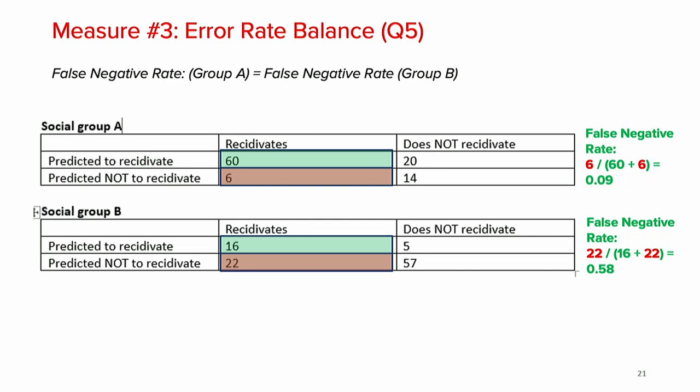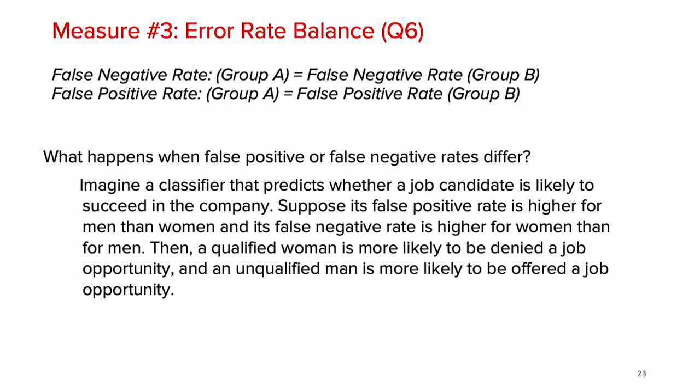This difference here is pretty different. Of the members of group A who actually do recidivate, it's very unlikely to make a false negative for them. But of the ones who actually recidivate in group B, it's reasonably likely to make a false negative. Good. Okay. So just to quickly sum up what the two main measures here mean, the difference in false negatives and the calibration.